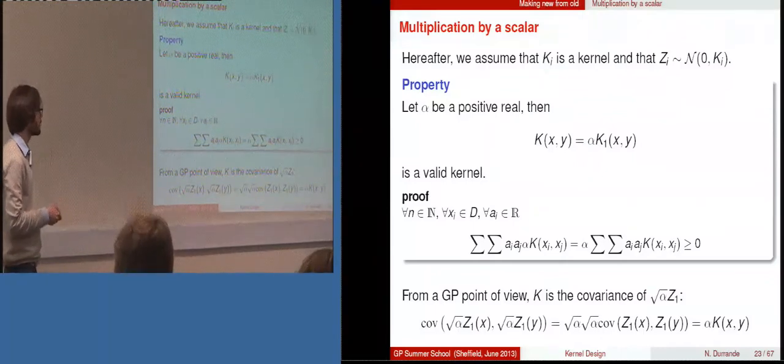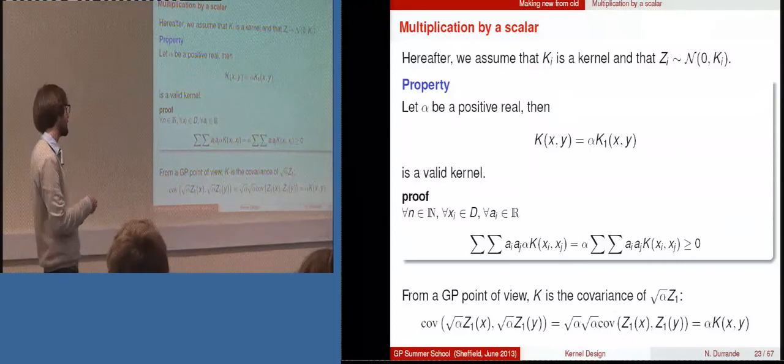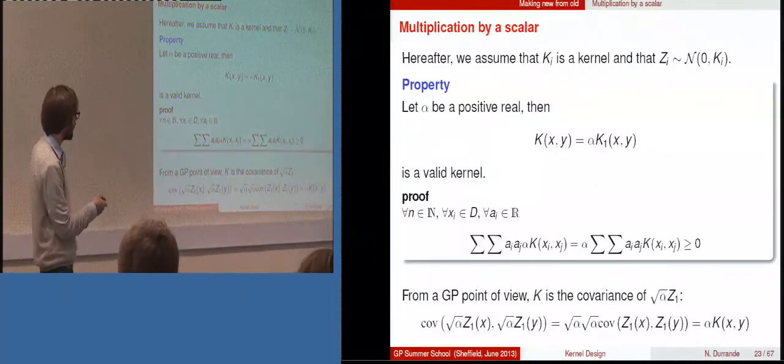So from a Gaussian process point of view, K is the covariance of the square root of alpha times Z1. If you compute this covariance, the covariance is bilinear, so you can take the two square roots of alpha in front of the covariance, and you end up with the kernel you want. So this is one proof to show that alpha K1 is positive definite.